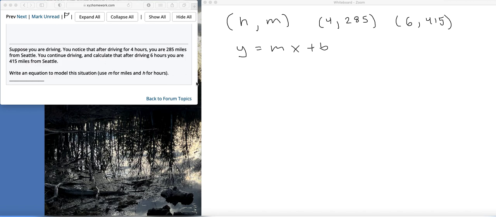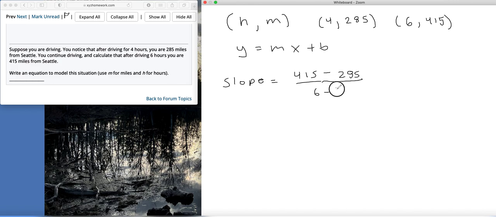So with that, let's find our slope. See, this is where I wish they wouldn't use m because that's slope. So we'll just write slope here. Let's see, so we'll say slope equals 415 minus 285, so there's my change in y. What I just did there, I was thinking about the next step. 285, sorry about that. And then over 6 minus 4.